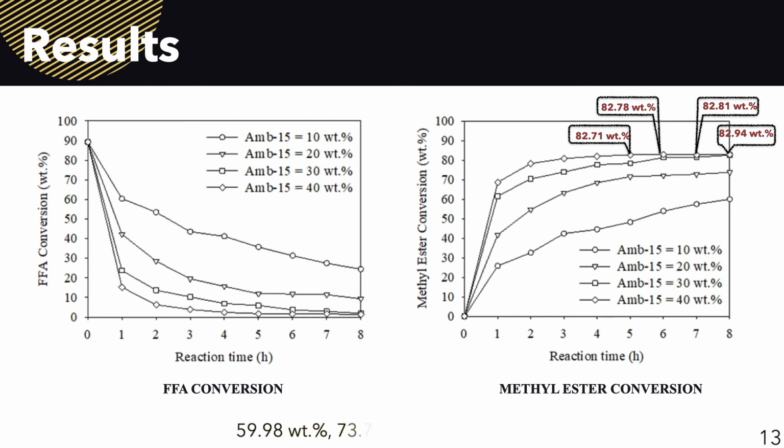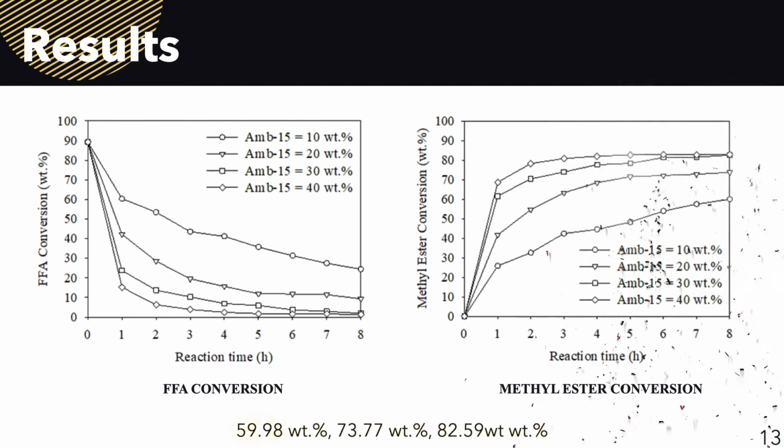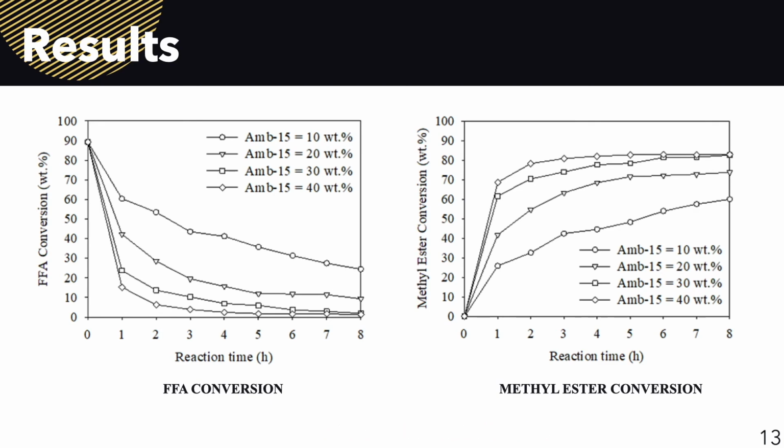Other concentrations, such as 10, 20, and 30 weight percent, had the highest methyl ester purity at 59.98, 73.77, and 82.59 weight percent, respectively. The conversion to diglyceride and monoglyceride was not observed. No different values of the composition were found at 10, 20, 30, and 40 weight percent of Amberlyst 15 concentration at all reaction times.